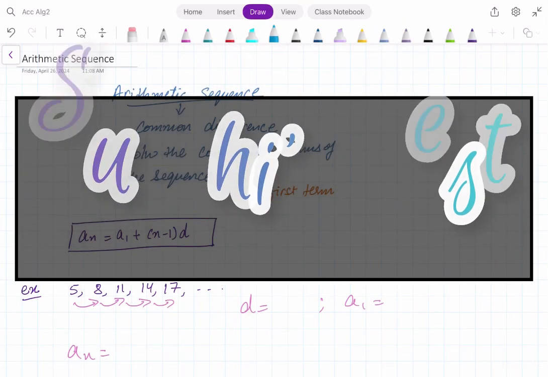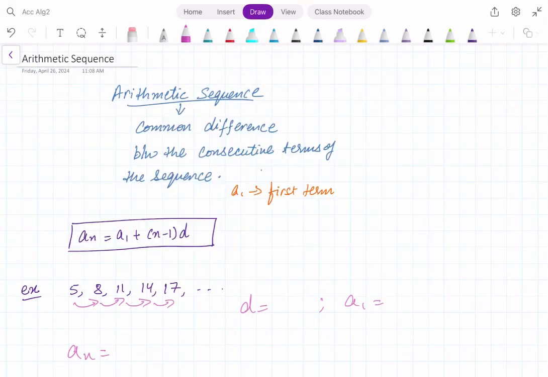Welcome back. Today we will be talking about the arithmetic sequence. We have discussed the difference between sequence and series in the last video. So arithmetic sequence, we are talking about the common difference between two consecutive terms of the sequence. Consecutive implies one after another.